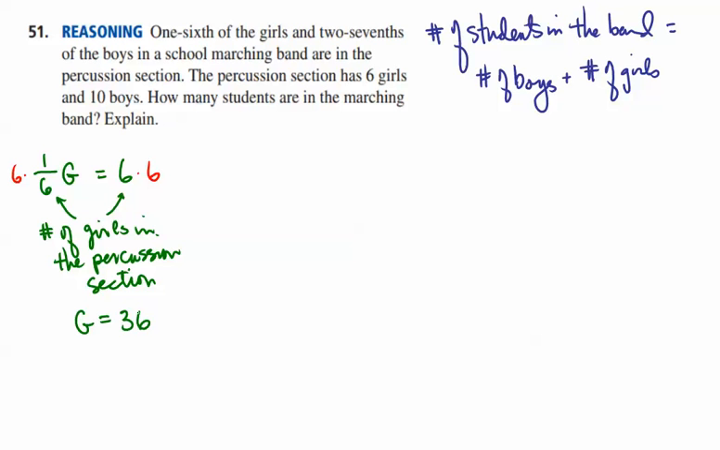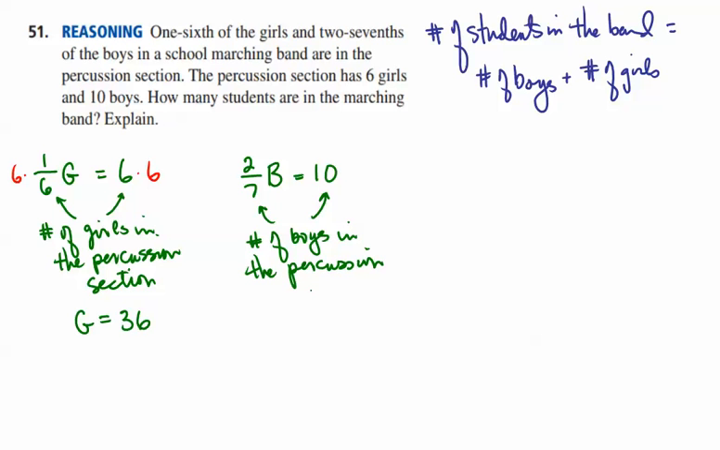Similarly, we have 2/7 of the boys in the band are in the percussion section, and we're told that there are 10 boys in the percussion section. So this would be number of boys in the percussion section. All right, again we have an equation.